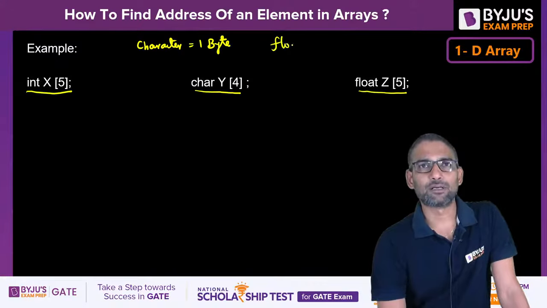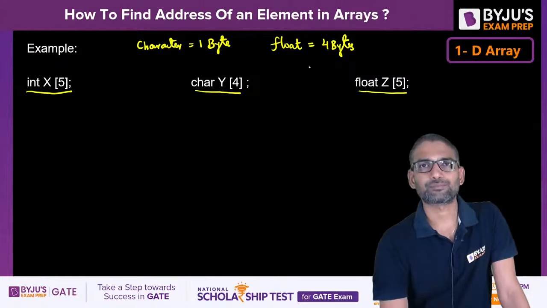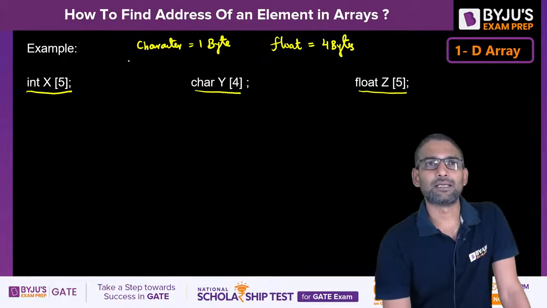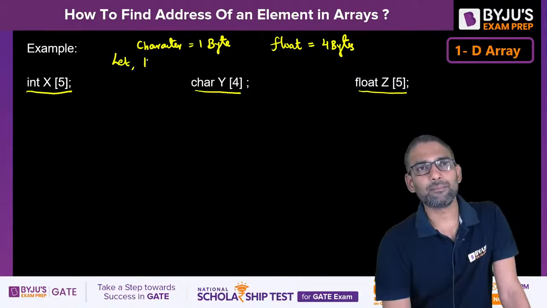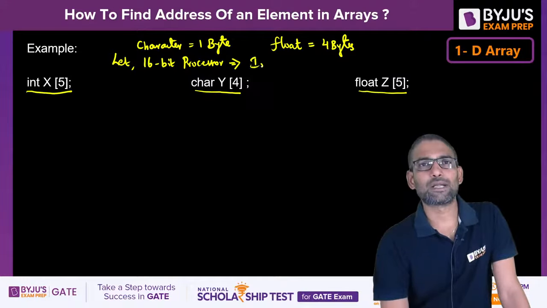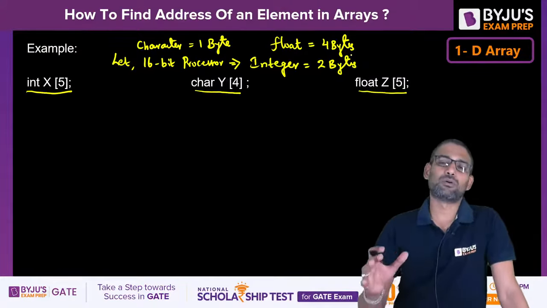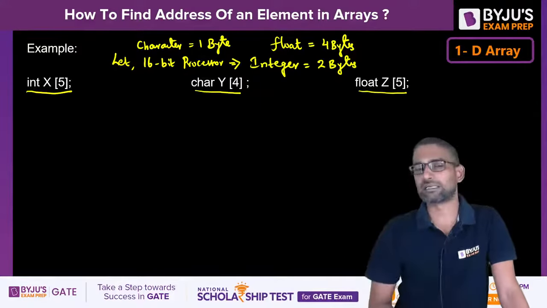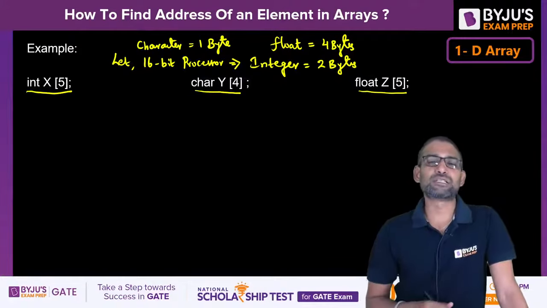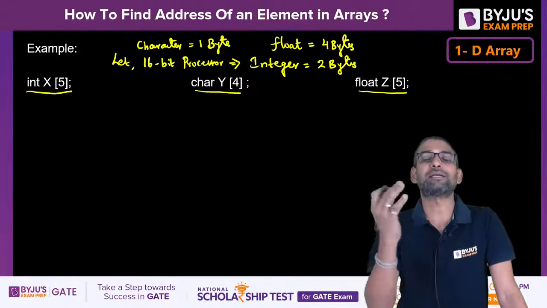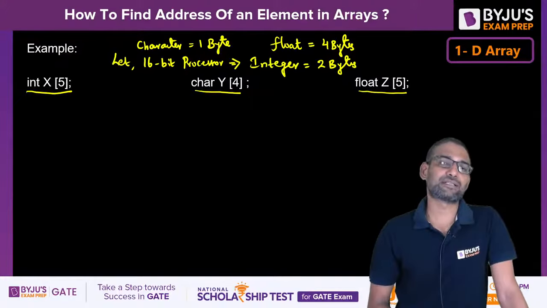Similarly, for the float array, the size is 4 bytes always, right? And let us suppose I am using a 16-bit processor, so the size of integer I would like to consider as 2 bytes. Okay, but guys, this is applicable for old processors. Today you don't see a 16-bit processor. Just for better understanding, I am taking integer size as 2 bytes.